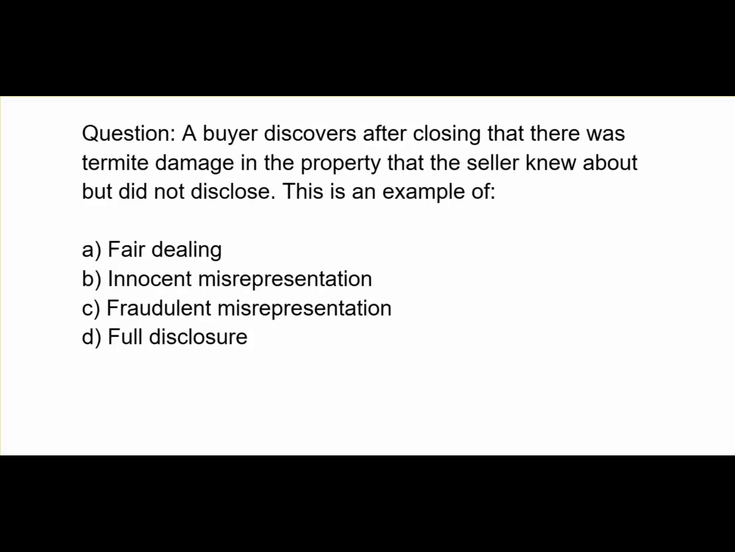A buyer discovers after closing that there was termite damage in the property that the seller knew about but did not disclose. This is an example of A, fair dealing, B, innocent misrepresentation, C, fraudulent misrepresentation, D, full disclosure.